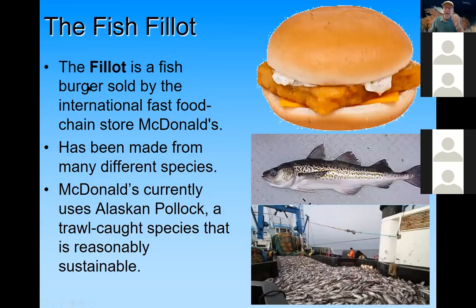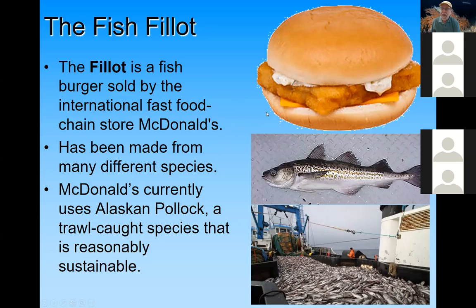You can still buy fish burgers at fast food restaurants. And these burgers have a name. It's called a fish fillet. F-I-L-L-O-T. Well, we know what a fillet is, F-I-L-L-E-T. This is a piece of fish with the bones removed. A fillet is actually not that.